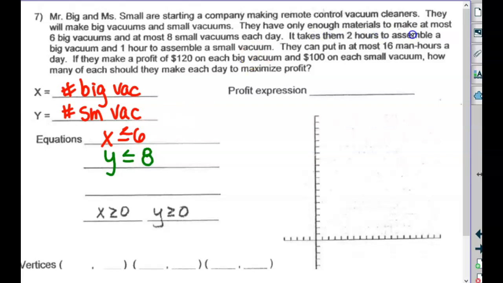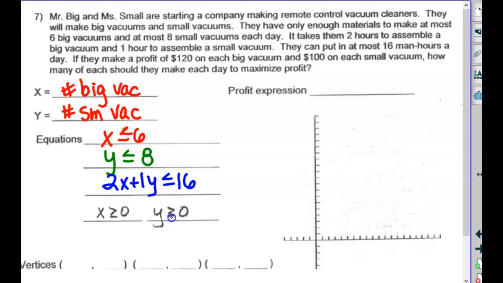It takes them 2 hours to assemble a big and 1 hour to assemble a small. They have at most 16 man hours in a day. So that's our icky, more complicated equation. What does that one look like? 2 hours for a big, and 1 hour for a small, less than or equal to 16 hours. Okay, I did give you the 2 hidden constraints already.